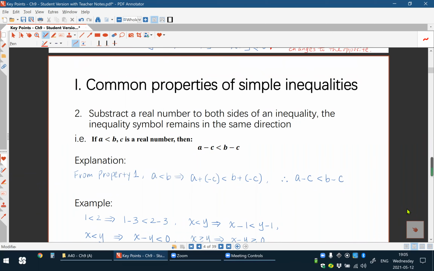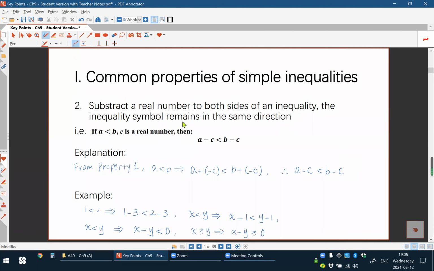Subtract a real number to both sides of an inequality. The inequality symbol remains in the same direction. Okay, if we have proved the first property, the second one is not very difficult to understand, right? You can treat minus c as a real number, right? So if you add a c to both sides, the inequality symbol remains in the same direction. Of course, that means you add a minus c to both sides of the inequality. The inequality also remains in the same direction, right?